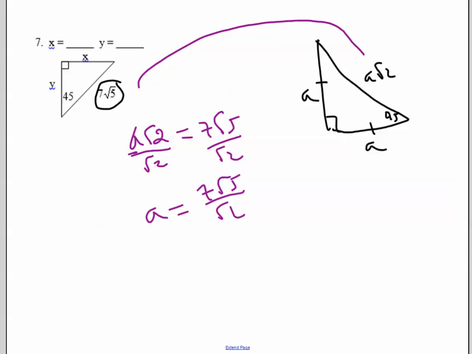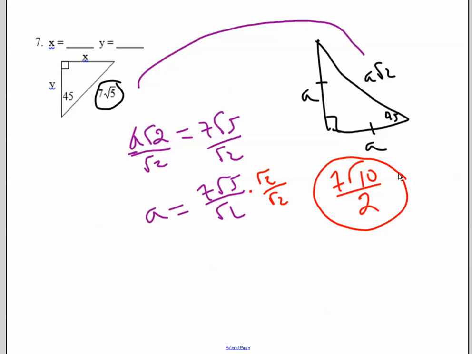Now in my class, I'm going to require that you get rid of the radical in the denominator. I've explained the reasons why in class, but we're just going to multiply by 1. My 1 just happens to look like radical 2 over radical 2. Radical plays with radical, so that's 7 radical 10 over 2. What do you call that, 3.5 or 7 over 2 times radical 10? Doesn't matter to me. This right here is your answer for x and y. 7 radical 10 over 2.